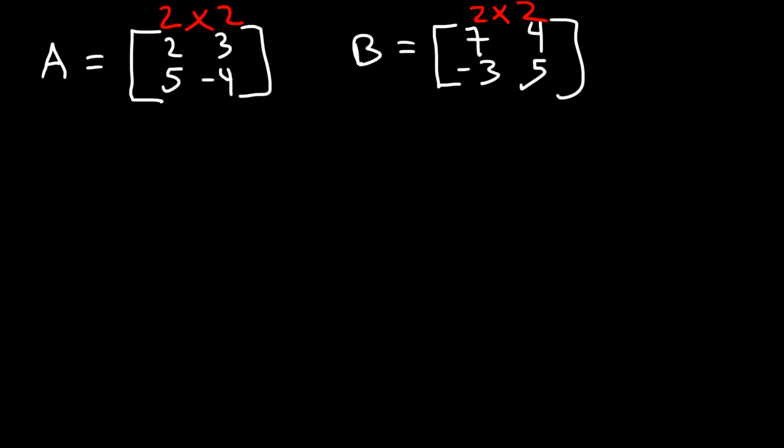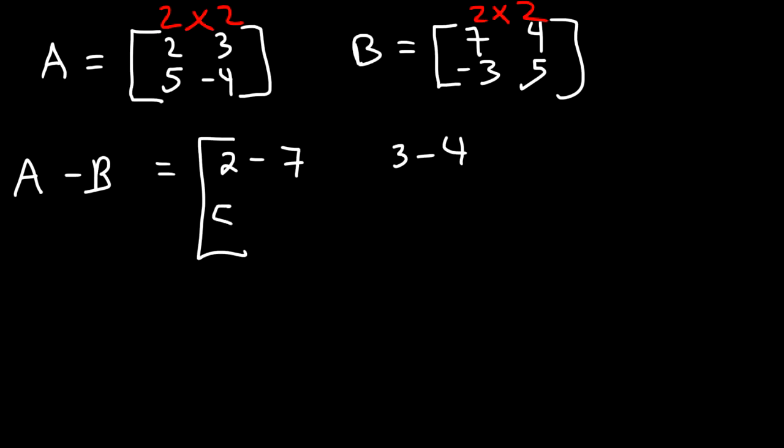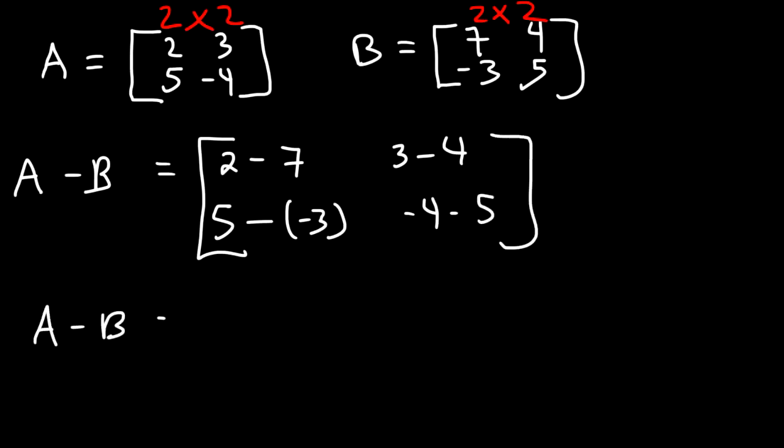So what about subtracting two matrices? Let's subtract matrix A and B. We're going to start with A and then subtract B. So it's going to be 2 minus 7, 3 minus 4, 5 minus negative 3, and then negative 4 minus 5. So A minus B, that's going to be 2 minus 7, which is negative 5.